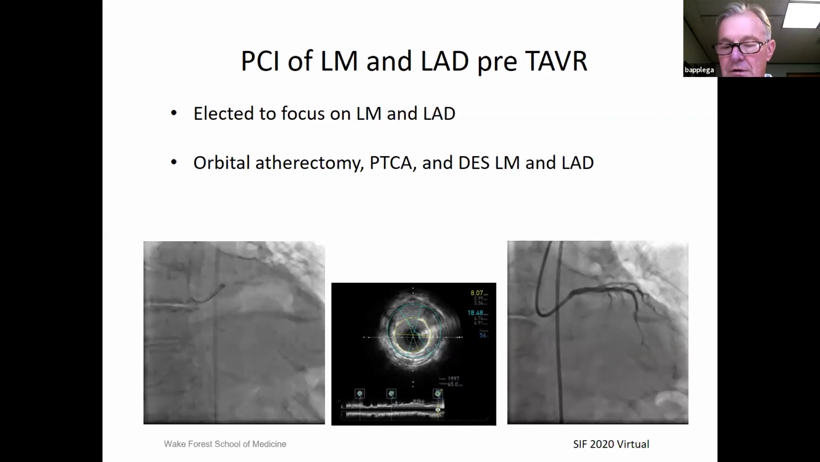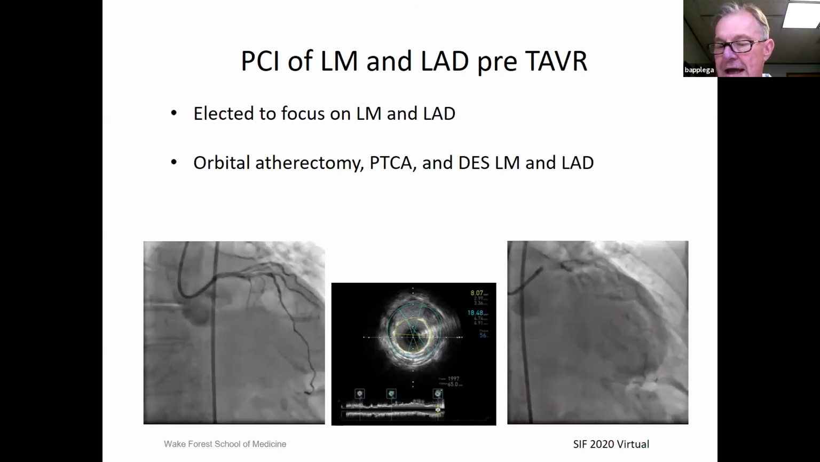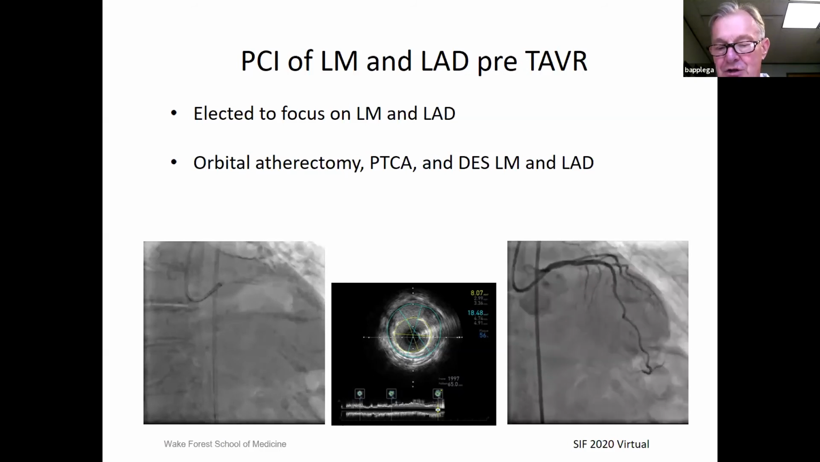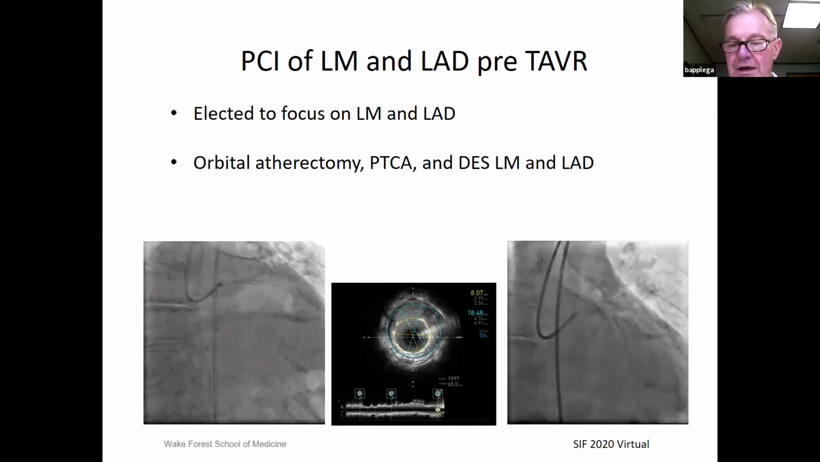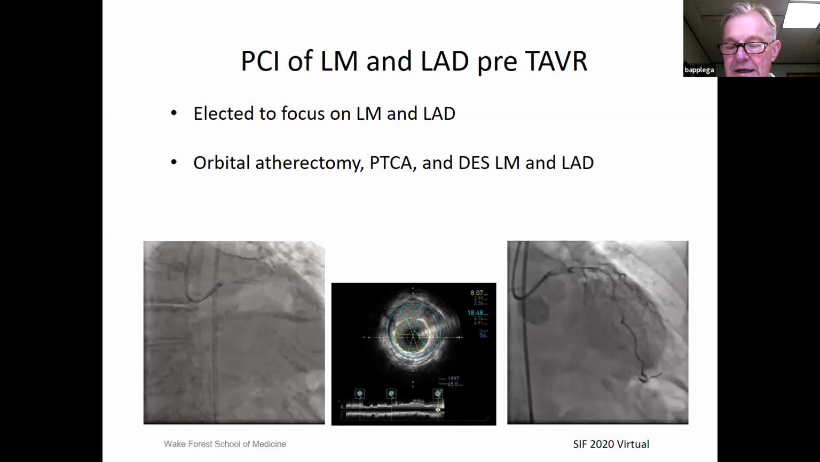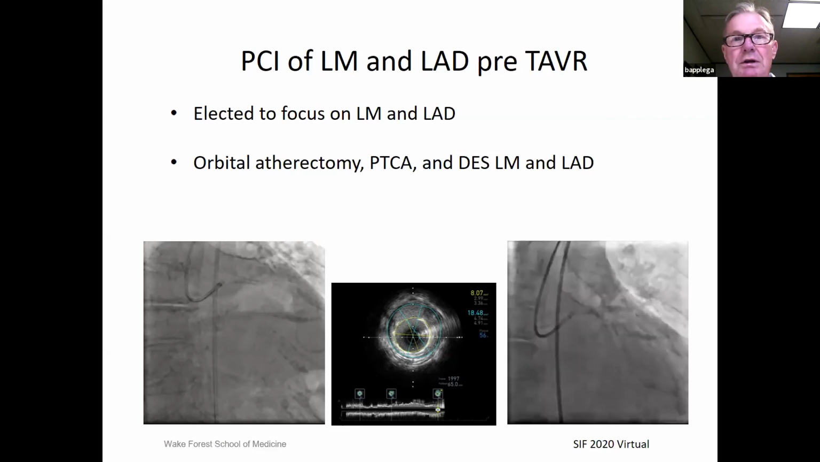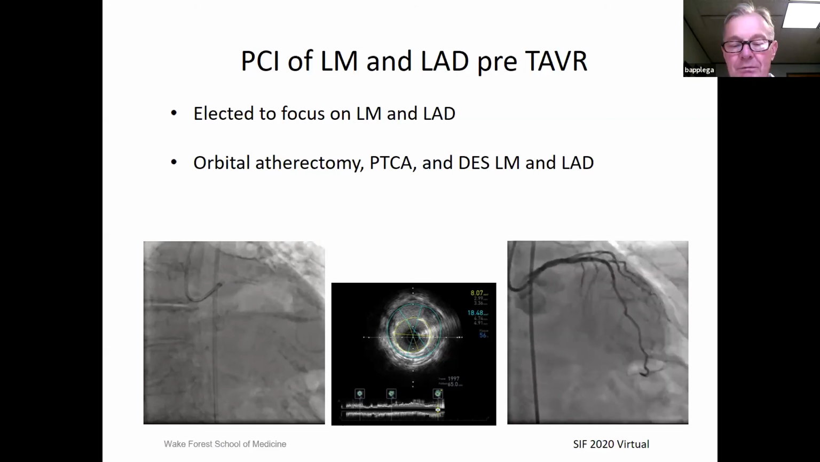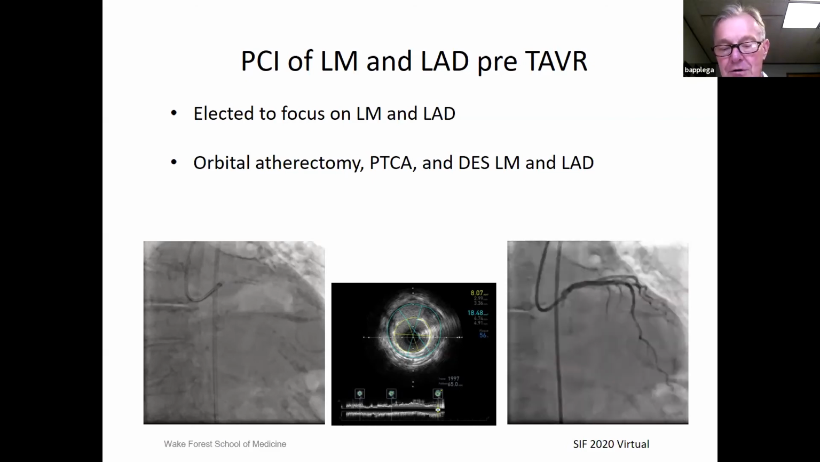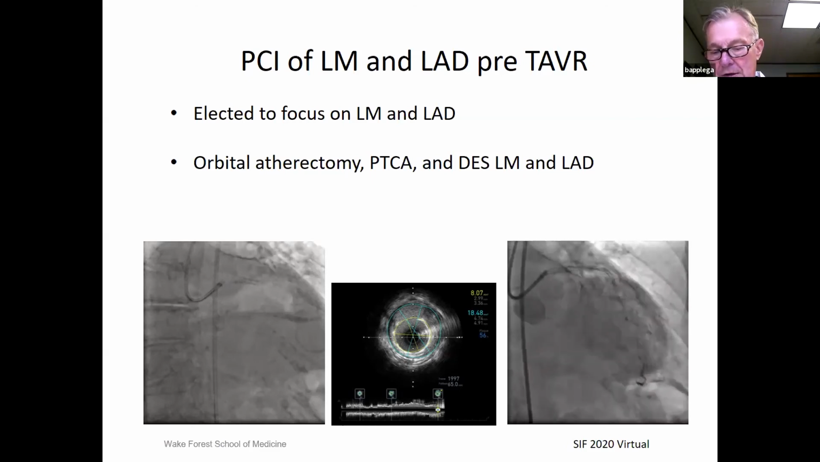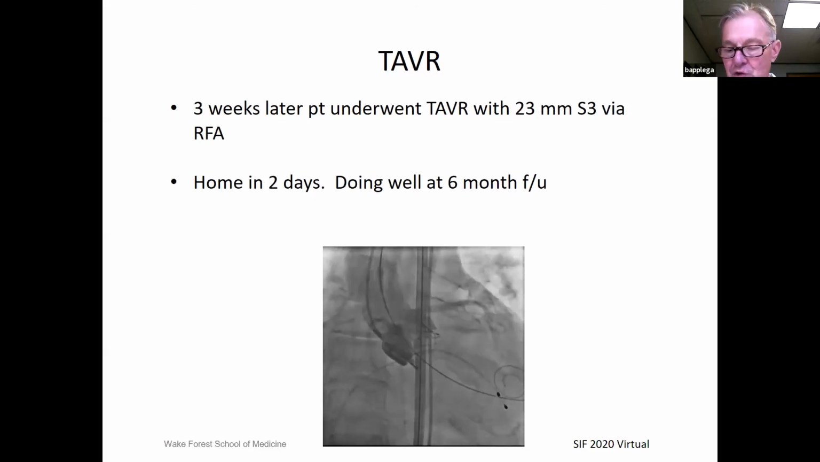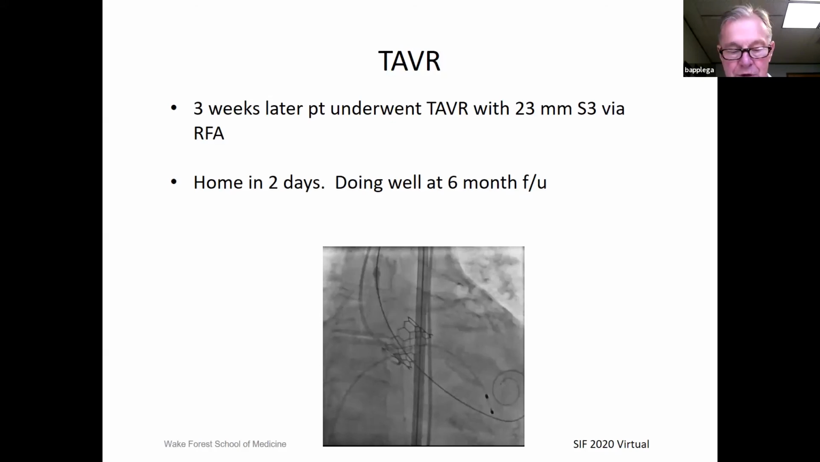The patient underwent lesion preparation with orbital atherectomy, followed by balloon angioplasty, and finally drug-eluting stent placement of the left main into the LAD coronary artery. Shown in the middle panel is IVUS imaging depicting a final MLA of the left main stent of over 8 millimeters squared. She underwent staged TAVR with a 23 millimeter S3 via a right femoral artery approach. The patient was discharged after 2 days and doing well at 6-month follow-up.